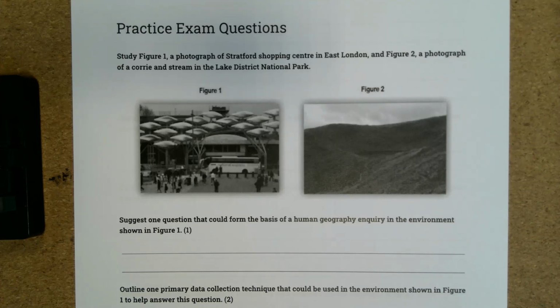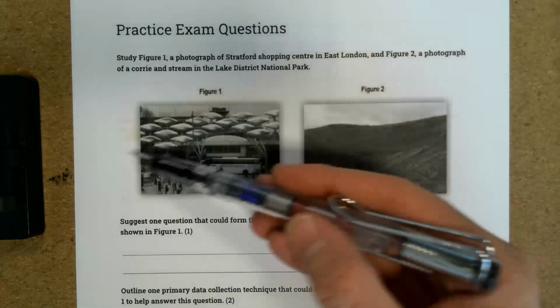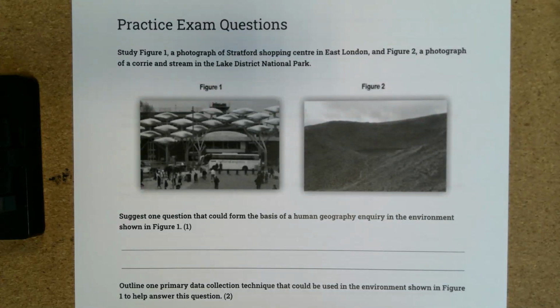We're asked to suggest one question that could form the basis of a human geography inquiry in the environment shown in figure 1. So we're looking at the photograph of Stratford Shopping Centre. Anything about the character of the place. We could talk about transport because we've got a coach. We could talk about regeneration because of the modern building. So any question where we are thinking about those ideas would be valid.